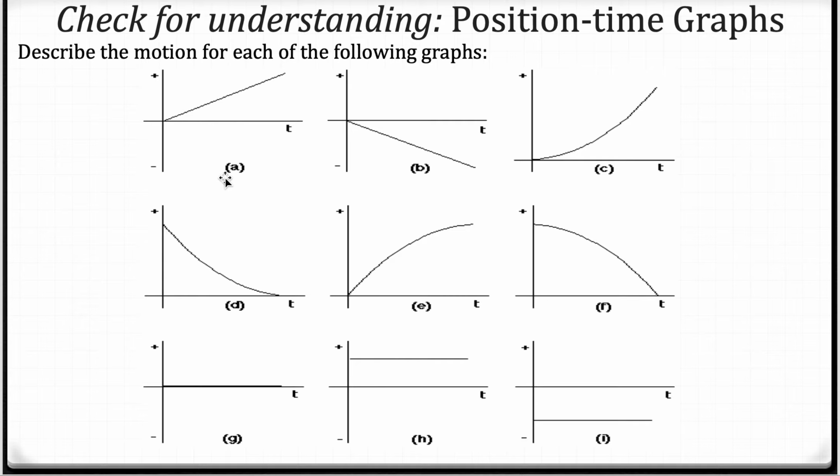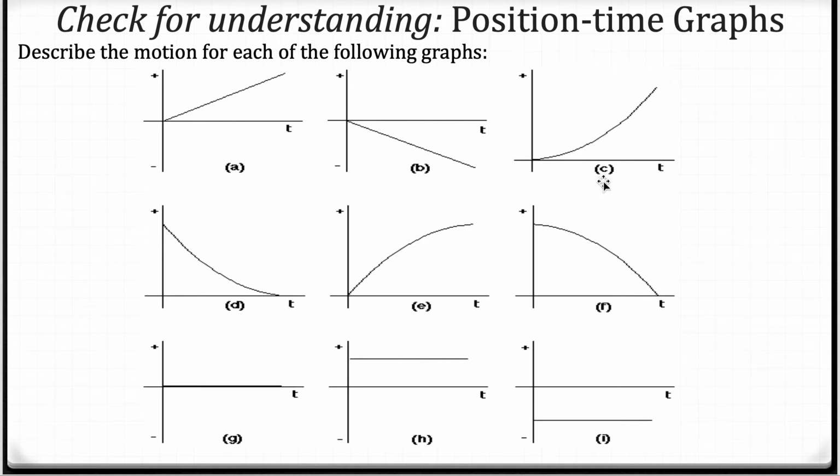All right, so for graph A, we have a diagonal line that's sloping upwards. Since it's sloping upwards, that means it's going in the positive direction. And since it's a diagonal line, that tells us we have a constant velocity. Right? For graph B, we have a diagonal line that is sloping downwards. So that means it's going in the negative direction since it's sloping downwards. And again, we still have a diagonal line, so we have a constant velocity.